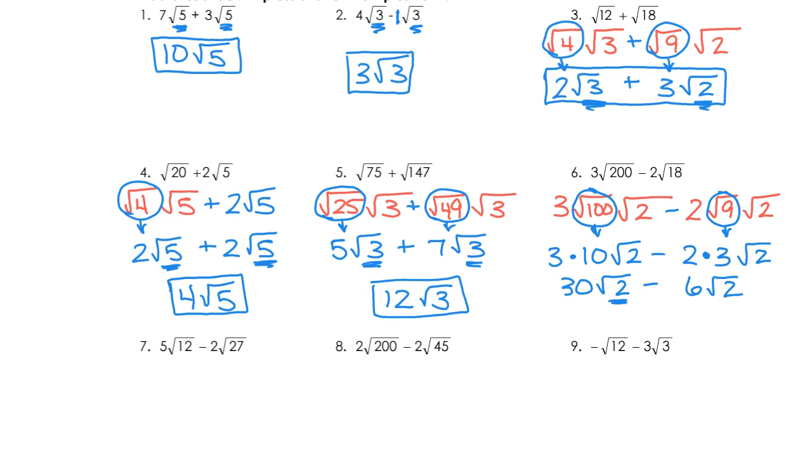And now that they have the same square root of 2, I can go ahead and subtract them. So 30 square root of 2 minus 6 square root of 2 is 24 square root of 2.